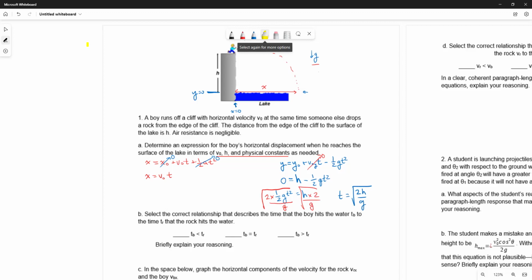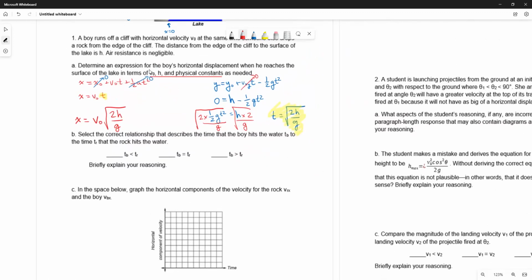What's going to happen is that this expression here is going to be plugged into the t value in our first equation. So x is really going to be equal to the original velocity that he jumps off at times the square root of 2h over g.